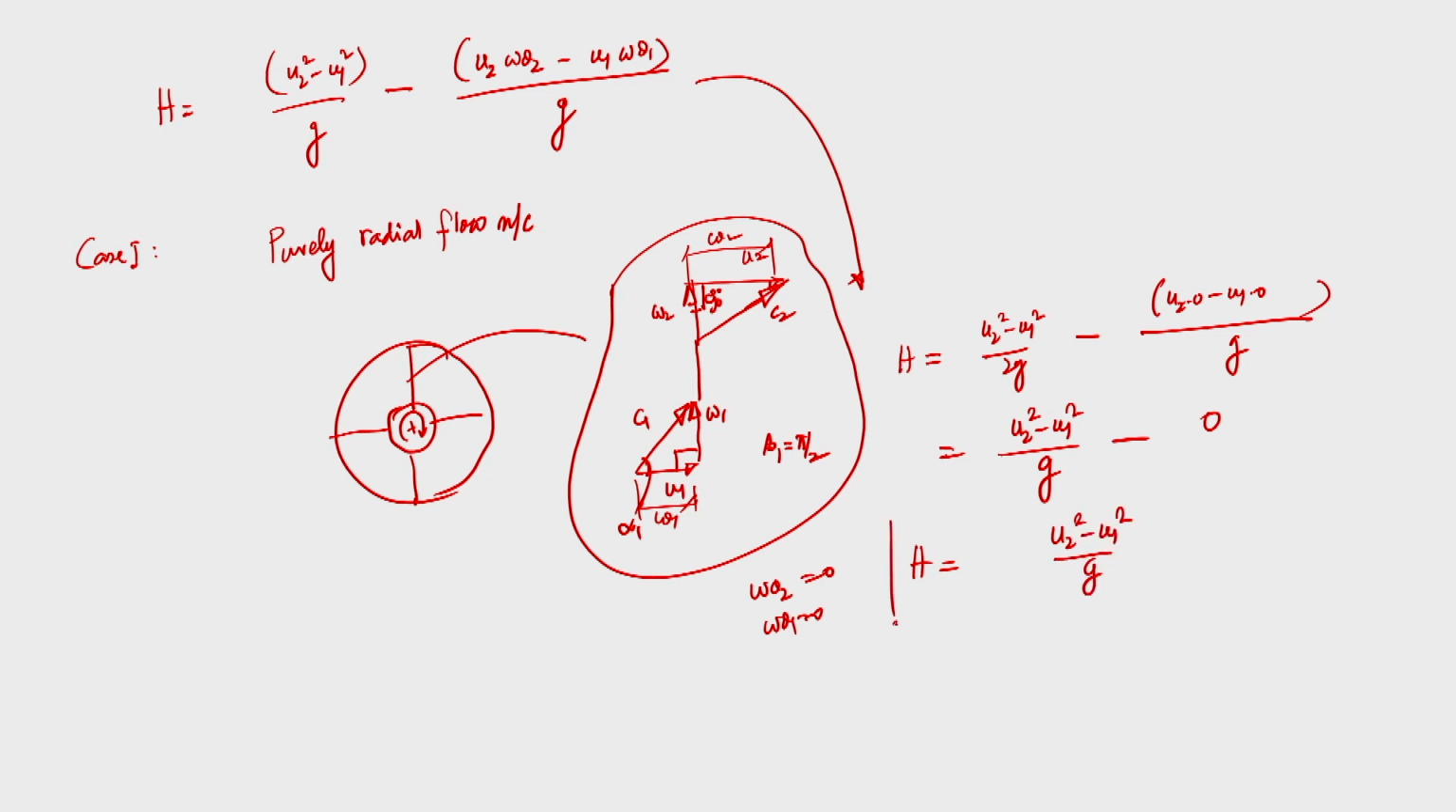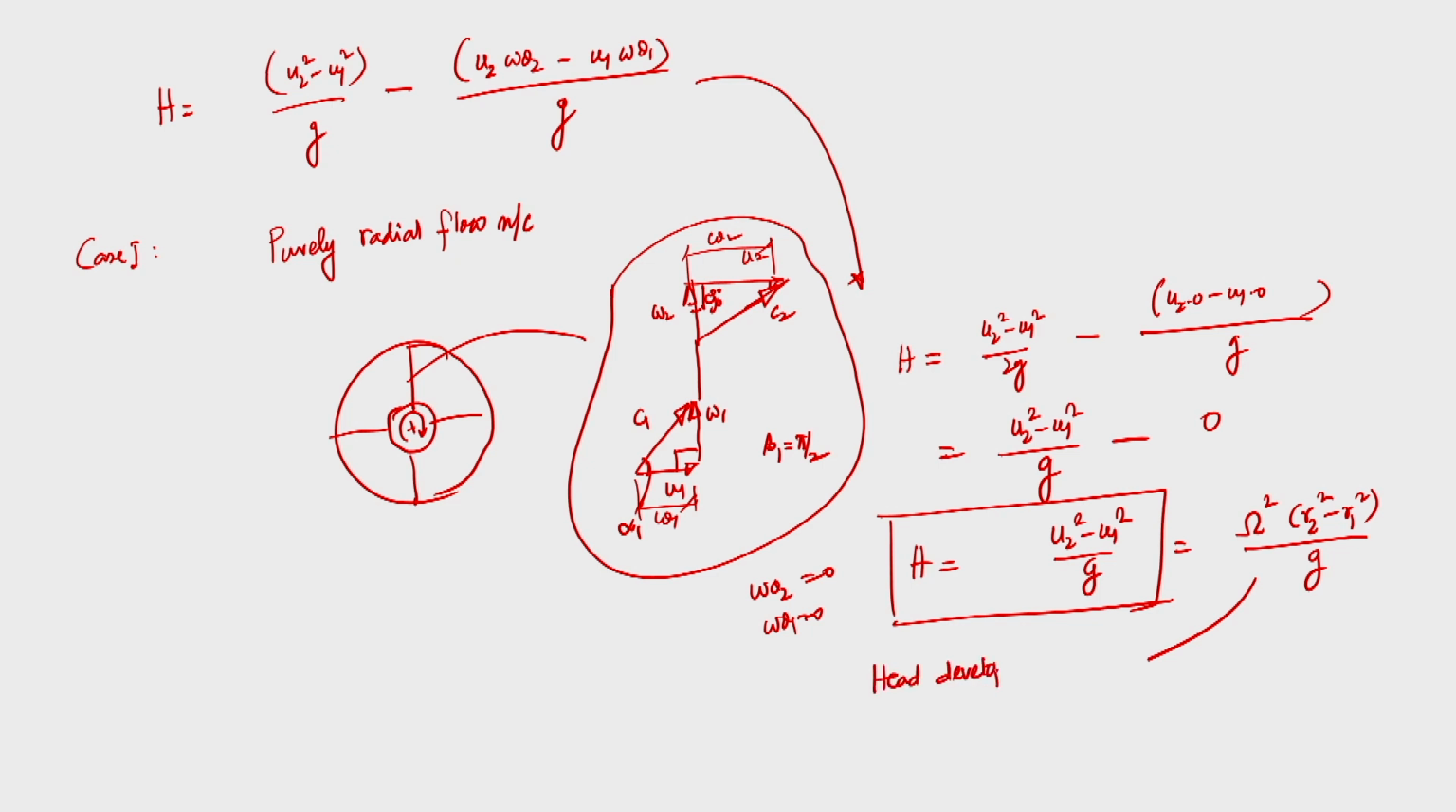by g. And if I write this expression in a slightly different form, that is if the impeller is rotating at an angular velocity omega, then omega square into (r2 square minus r1 square) divided by g. In that case, for a purely radial flow machine, the head is developed only by the Coriolis force. So, in a purely radial flow machine, head is developed only by the Coriolis force. That is what I would like to say from this exercise.